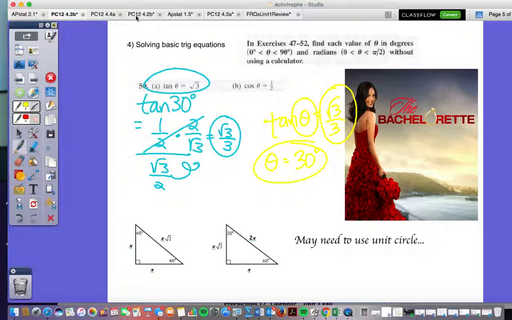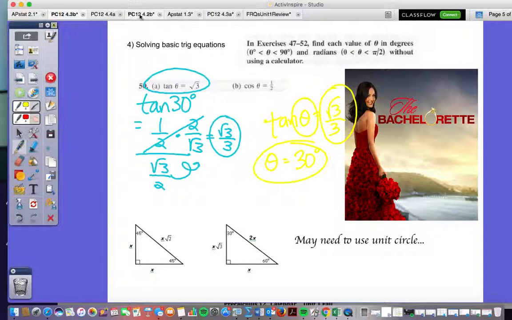Let me see. 210. Say that again. 210. 210 is exactly right. Good. Because remember, where is tangent positive? First and third quadrant, right? Y'all with me? Y'all good? We're finishing strong. We got like 6 minutes left, okay?